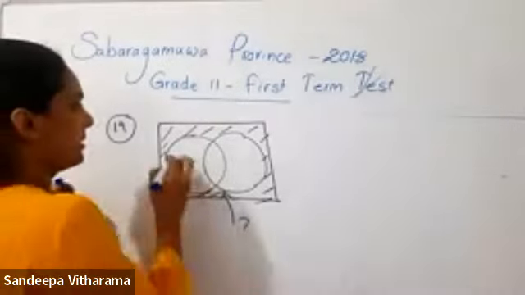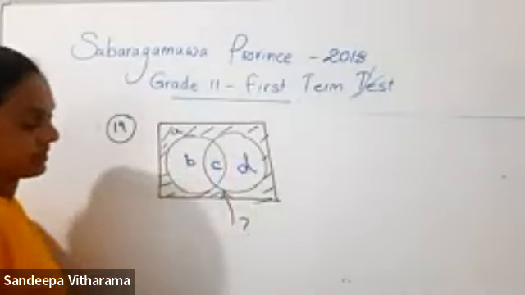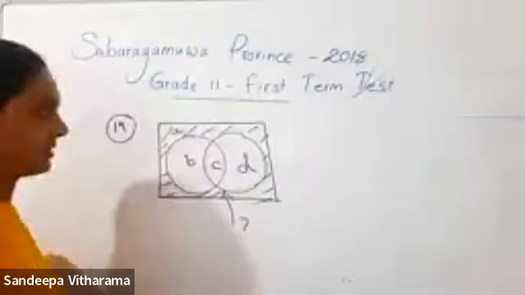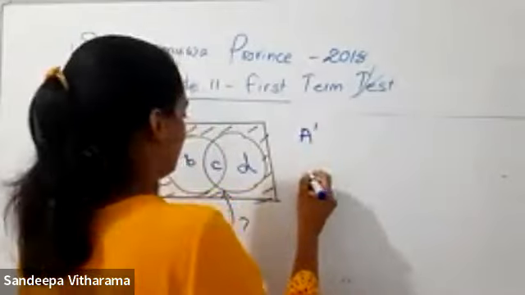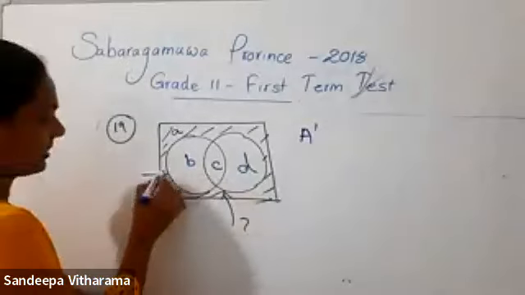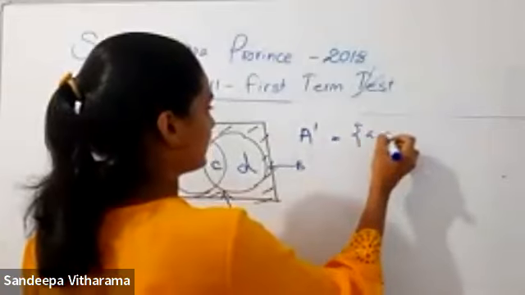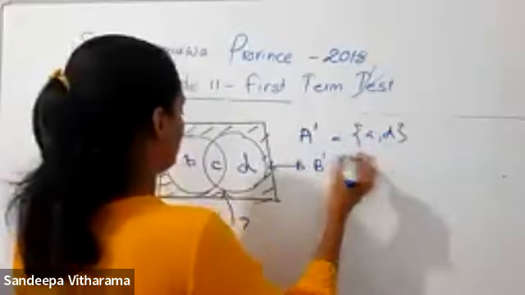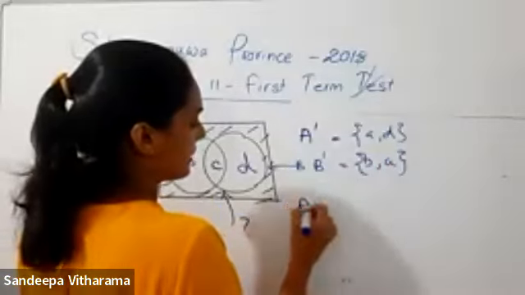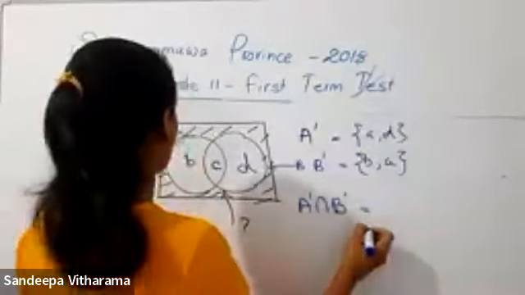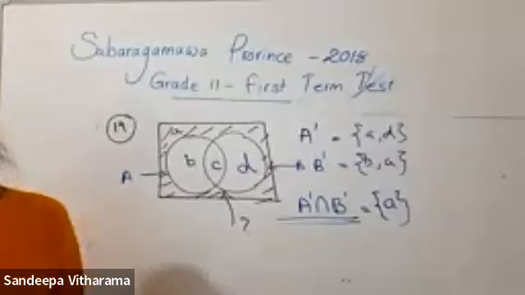Look here. I will name this region A, this is B, this is C, and this is D. The shaded region means here we have to obtain A. To obtain A, you should write the complement of A, which means A comma B, then the complement of B, which is B comma A. If we consider A dash intersection B dash, then we can obtain A. Okay, then the answer is A dash intersection B dash.